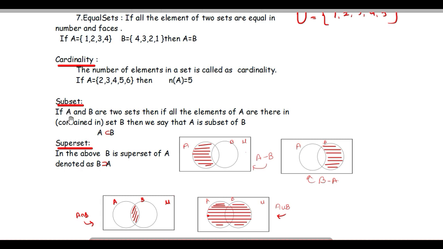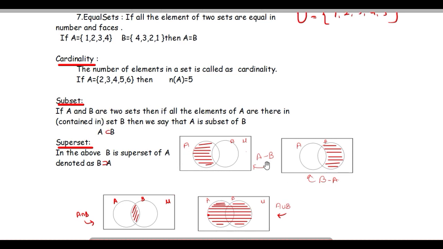Coming to the subset, if A and B are two sets and all the elements of A are contained in set B, then we say that A is a subset of B, and we represent it like this: A is a subset of B. In this case, set B is called the superset because it has more elements than A, and all the elements of A are also in it.